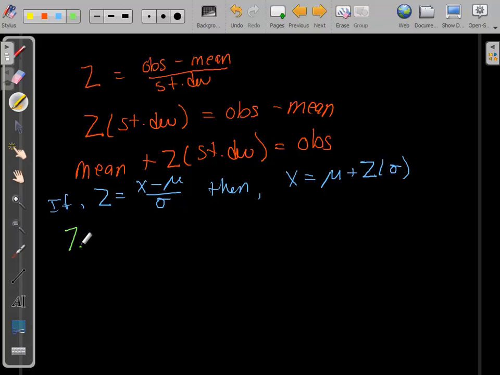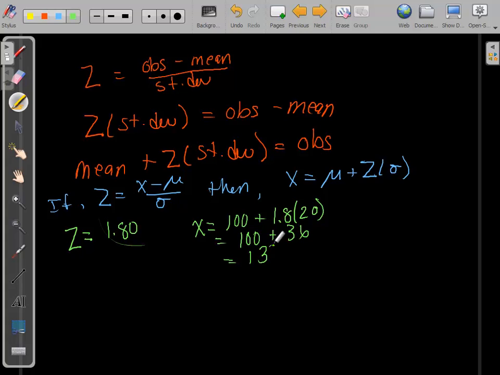Okay, so let's see here. If we had a z value of 1.8, still with the population parameters mu is 100, sigma is 20, then the x value would be 100 plus 1.8 copies of the standard deviation of 20. So in other words, 100 plus 36, which is 136. So in this distribution with a mean of 100 and a standard deviation of 20, the score 136 has a z-score of 1.8. In other words, it's 1.8 standard deviations greater than the mean.